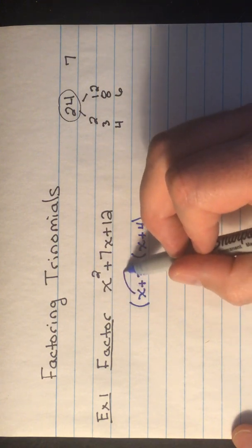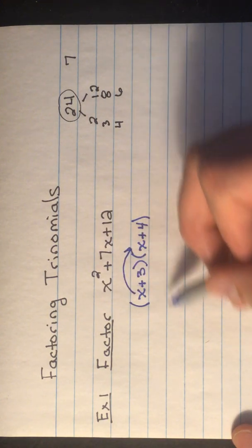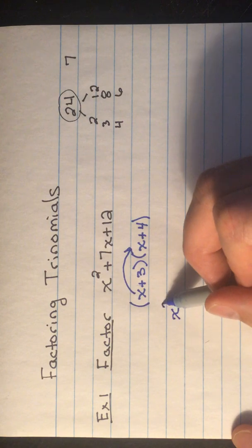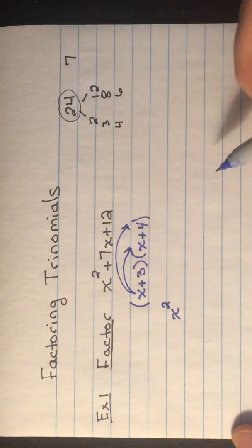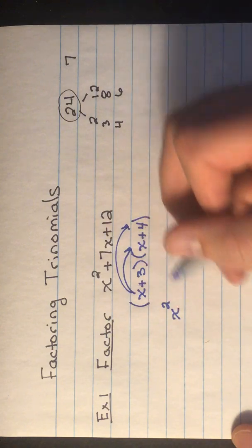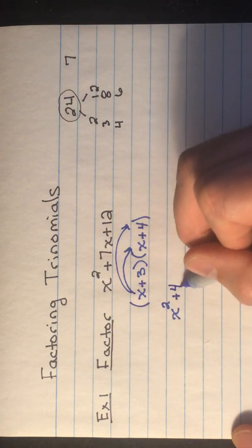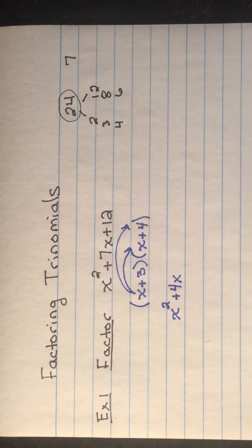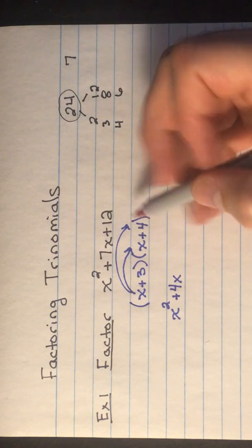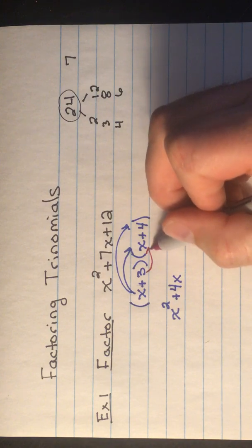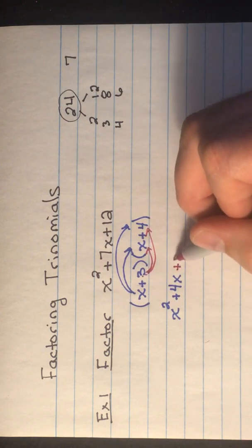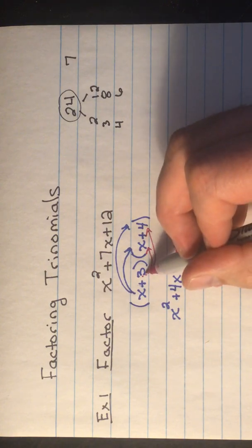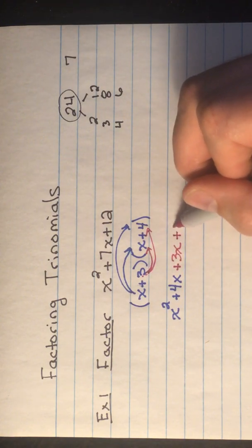So this x is going to get multiplied by the x over here. X times x is x squared. This x is also going to get multiplied by the positive 4. X times positive 4 is positive 4x. Now that we've distributed this x to everything in this parenthesis, now we're going to multiply the 3 by everything over here. 3 times x is a positive 3x, so we put plus 3x. Positive 3 times positive 4 is plus 12.